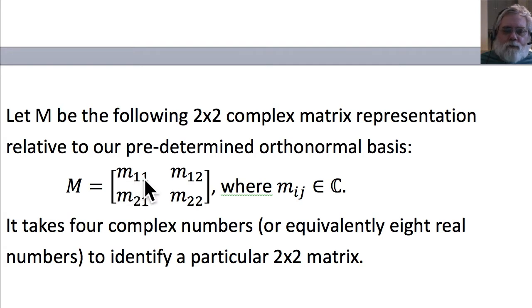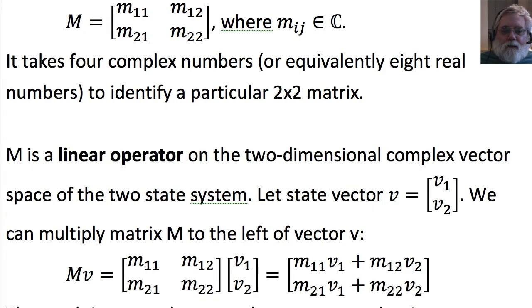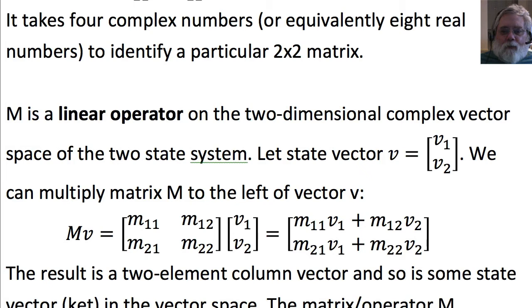The first index is the row number, the second index is the column. So 1,1 is first row, first column; 1,2 is first row, second column; 2,1 is second row, first column; 2,2 is second row, second column. All 4 of those numbers are complex numbers. So it takes 4 complex numbers, or equivalently 8 real numbers, to identify a particular 2 by 2 matrix. Now, matrix M is a linear operator on the two-dimensional complex vector space of the two-state system.